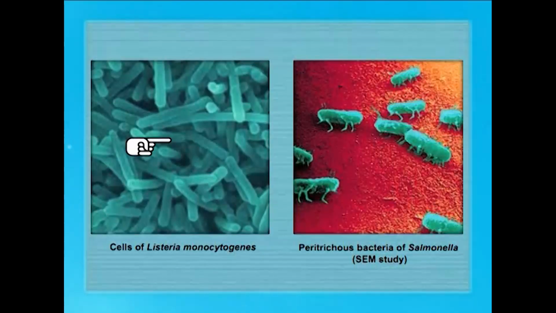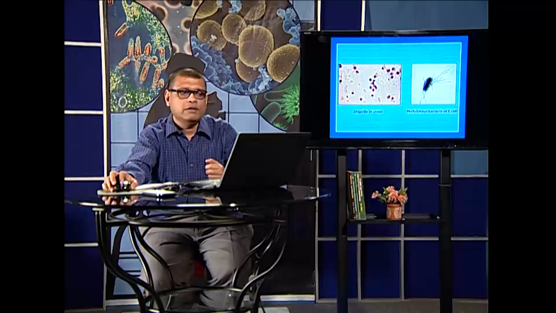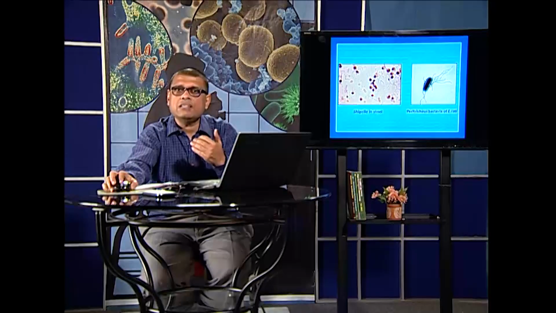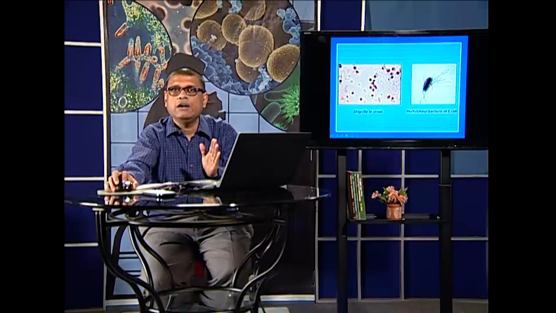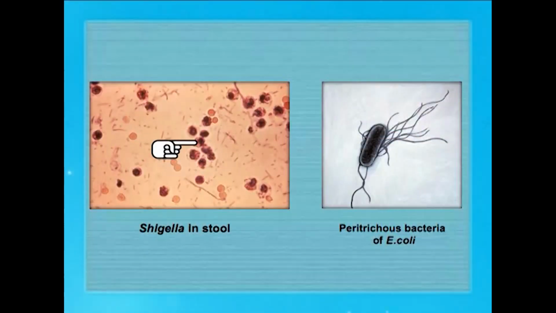There may be Listeria monocytogenes causing the disease listeriosis, or Salmonella infection causing the disease salmonellosis, which can invade multiple organs, but primarily the source is the digestive tract or the alimentary canal. Shigellosis, which is another dreadful infection which comes with amoebiasis, is caused by Shigella. And the best way to detect it is the Shigella presence in the stool sample.